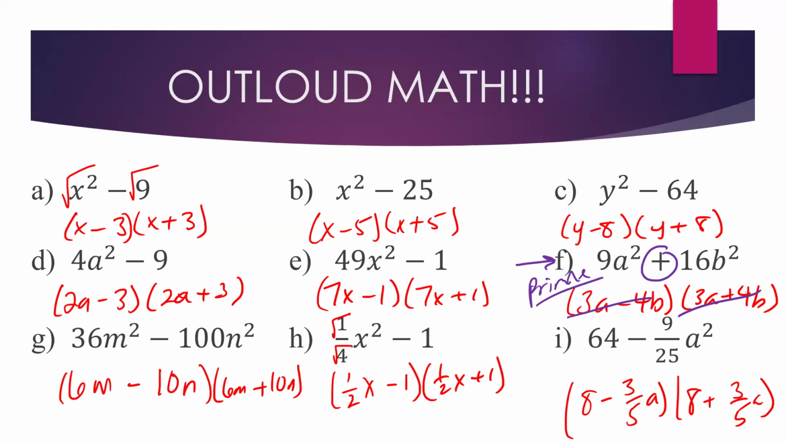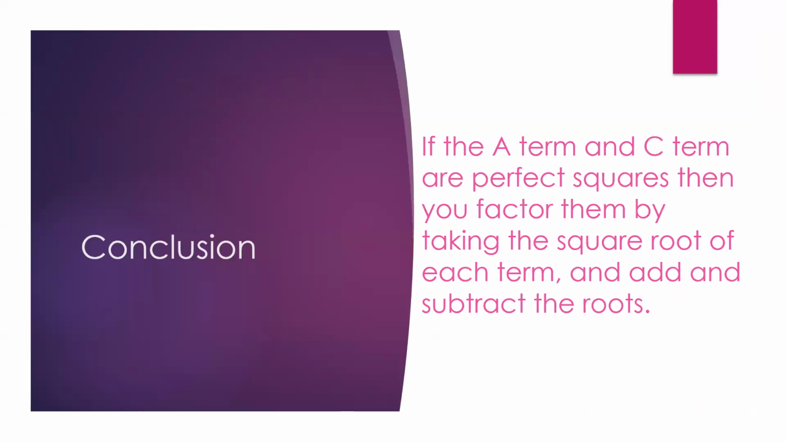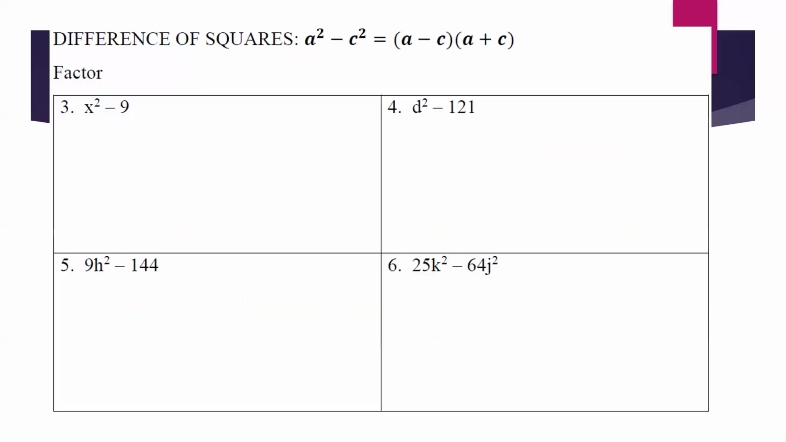So if it's the sum of two squares, can we do anything with them? No, we only can do anything if it's the difference of two squares. Does that make sense? All right, so whose turn is it? Your turn. Because in the end, if the A term and your C term, so your beginning and your end, are perfect squares, then you factor them, and you're going to add or subtract the roots. So here you go. Do it. I'll give you 2 minutes.